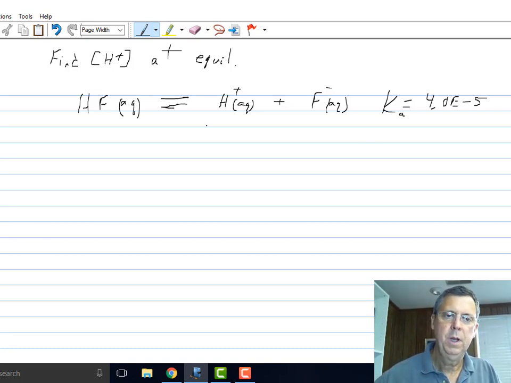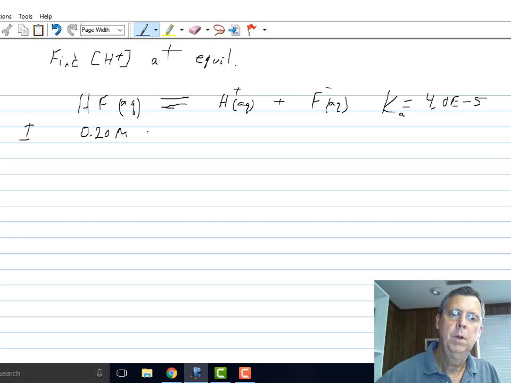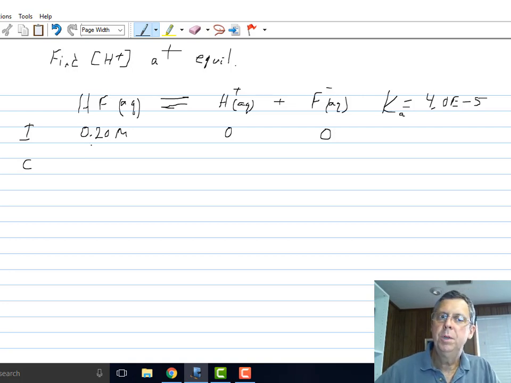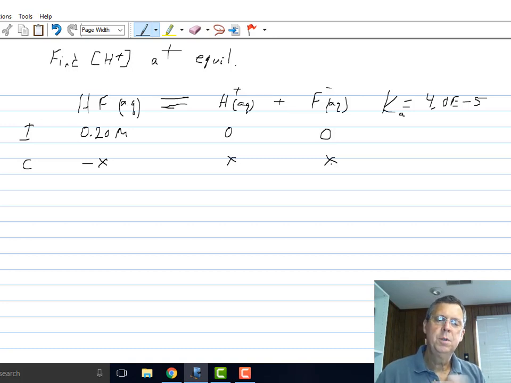So let's assume that initially this is, say, 0.2 molar, 0 molar, and 0 molar. So our change, in this case, it's all 1 to 1 to 1 stoichiometry, so this will be negative x, x, and x. As we lose concentration of hydrofluoric acid, we'll form more hydronium and fluoride ions, since it's all the same volume of solution.